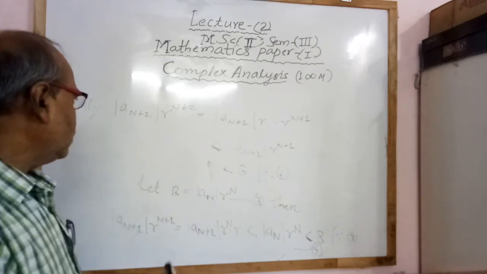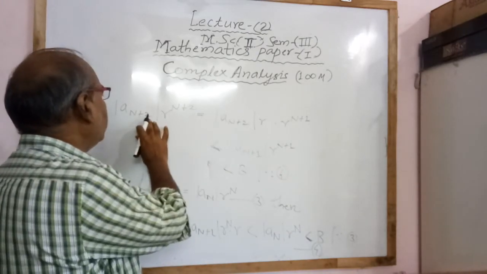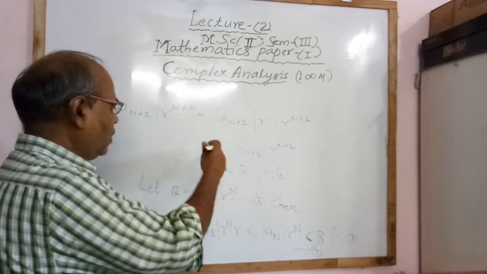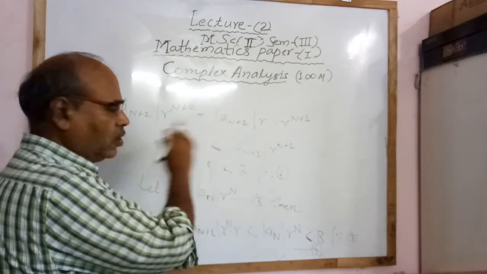Therefore we continue this. We have aN plus 2, then we take aN plus 3 r to the power N plus 3. Again we get less than b. We continue this process.